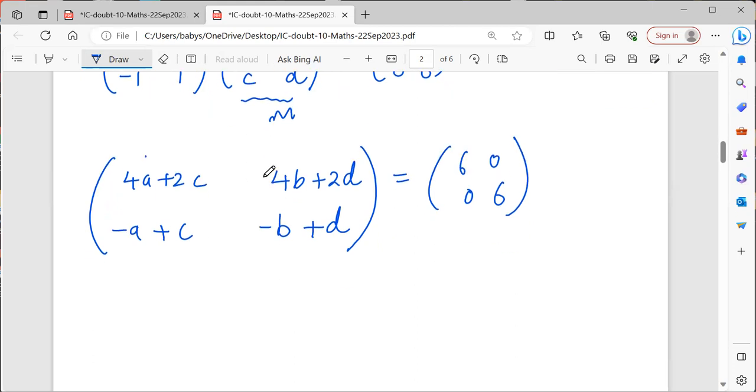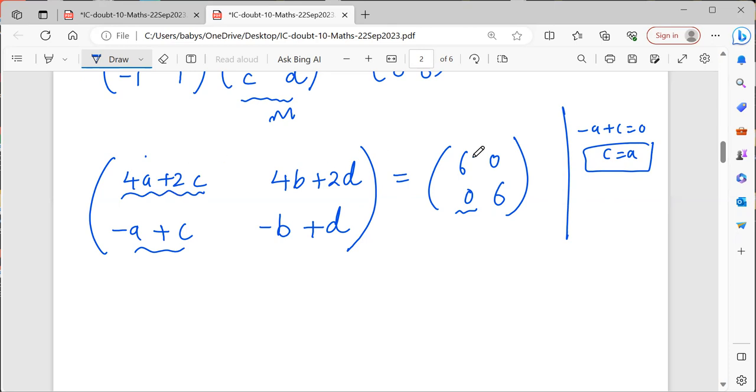It's understood, no? So now you just look at the coefficients. You equate the corresponding coefficients, that is, the corresponding entries. So minus A plus C is 0, isn't it? If you look at it, minus A plus C is 0, or C is equal to A. So technically, now, first row, first column position, here also first row, first column position, that is 6 here.